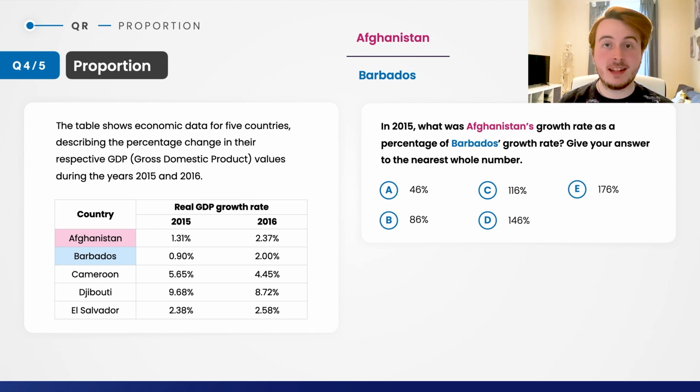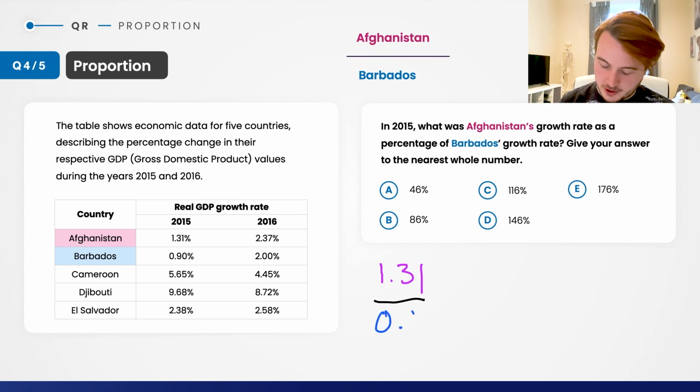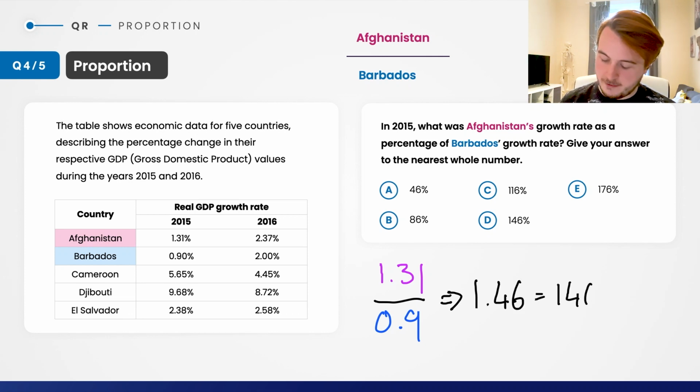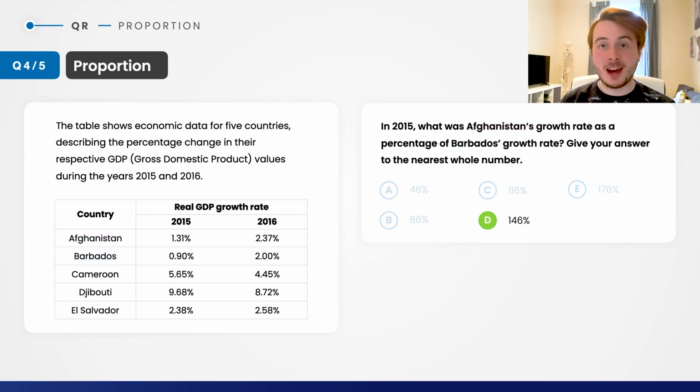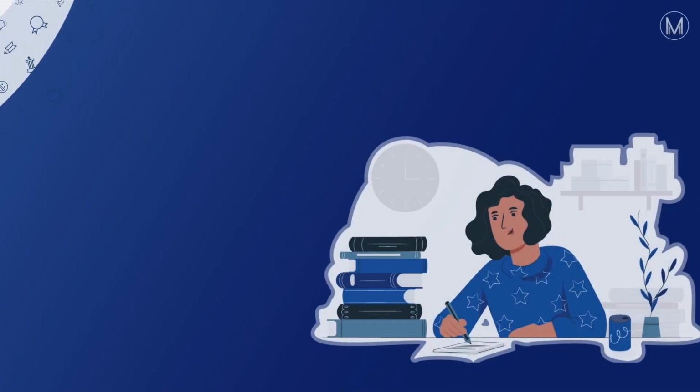So let's just extract the data we need, which is the 2015 values there. Pop that into our equation. So that's going to be 1.31 over our Barbados number, which is 0.9, which is going to give us an answer, if we pop that into our calculator, of 1.46 or 146%. So for this one, answer option D is the best one to go for here. So yeah, well done if you managed to get that one.